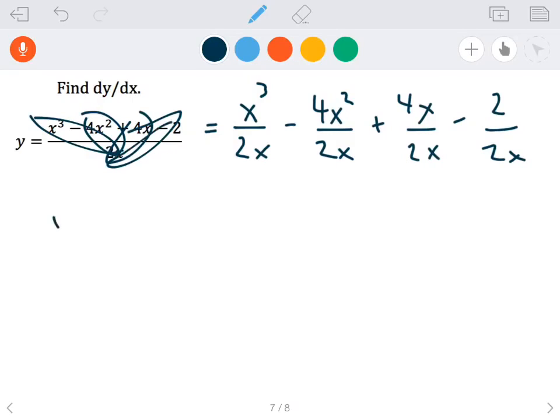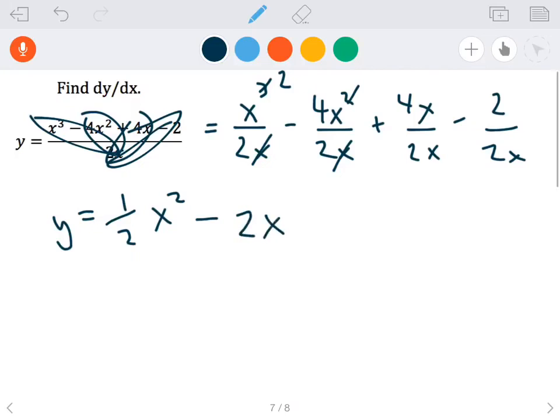And now I can simplify it. So I can say here, this x will cancel one of those. So I've got 1/2 x squared minus, and x will cancel an x. 4 over 2 is 2. And then over here, x cancels x. And then 4 over 2 is just 2. And then here, these cancel, and I'm left with 1 over x. But I'm going to go ahead and rewrite that as x to the negative 1, so I can follow my power rule. Now I'm ready to take the derivative.